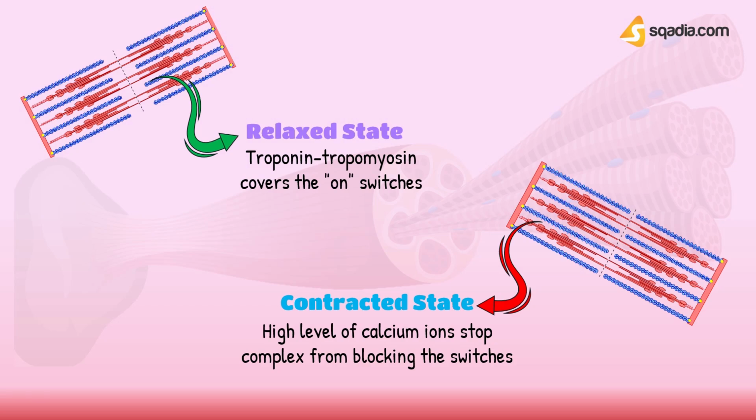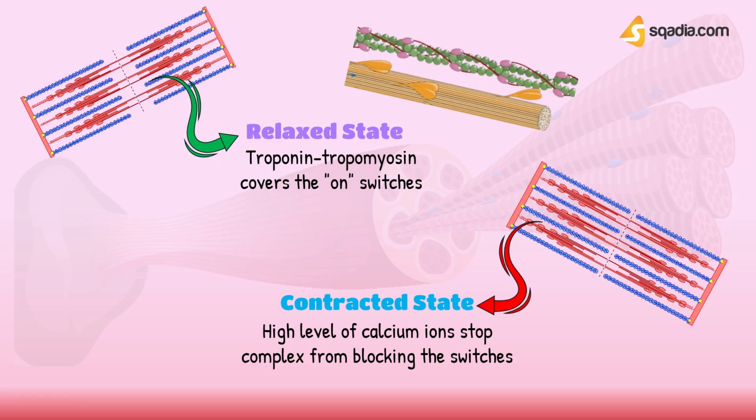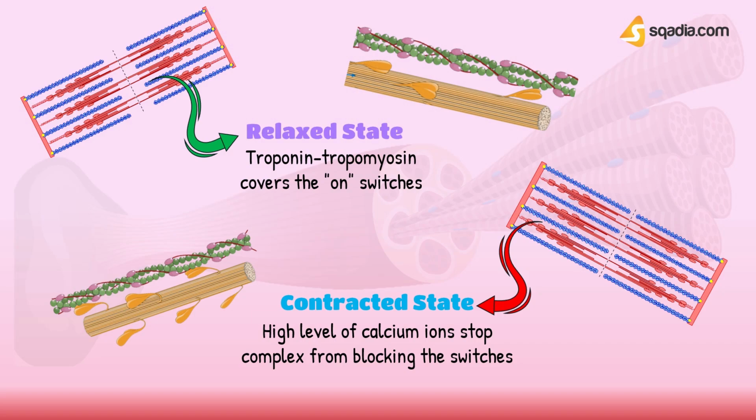We don't fully understand how this happens, but it's believed that when calcium ions attach to a specific part of the complex, it causes the complex to change shape. This change pulls a covering called tropomyosin away from the switches on the actin filament, allowing them to connect with the grabbing hands of the myosin molecules. This connection triggers muscle contraction.